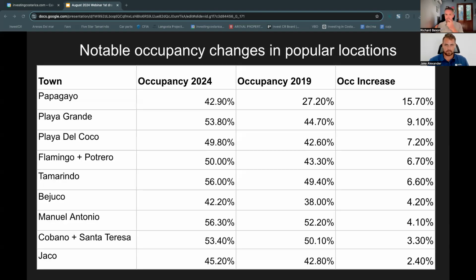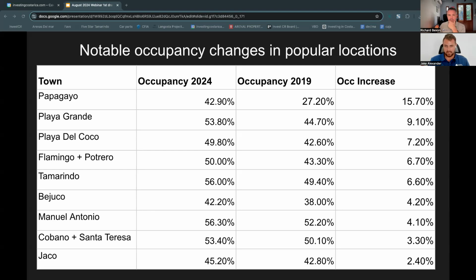We're going to look at notable occupancy changes in some of the most popular locations. And look, immediately looking at this, I think the first thing your eye is drawn to is 15, almost 16% in Papagayo, which looks great, but bear in mind 42, 43% occupancy, depending on your ADR, might just be your break even point.